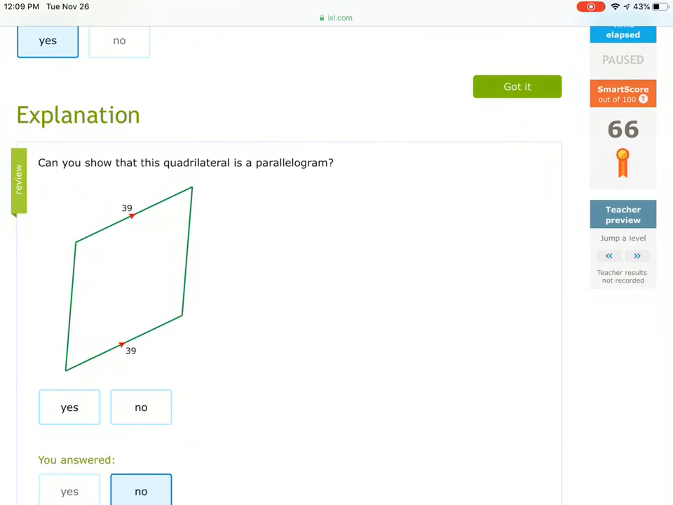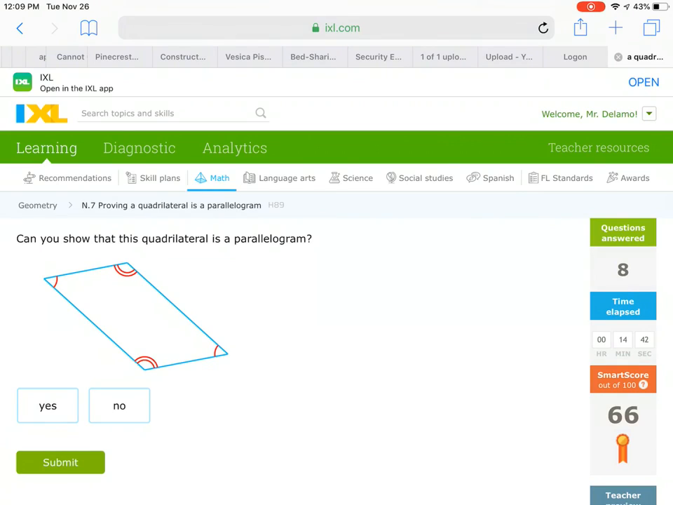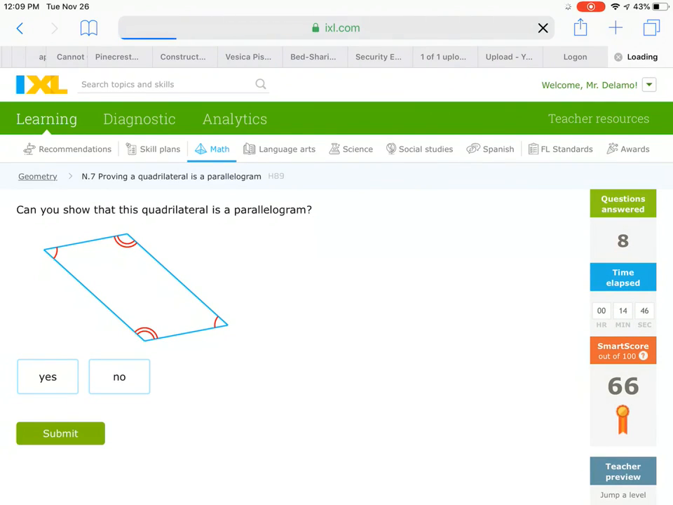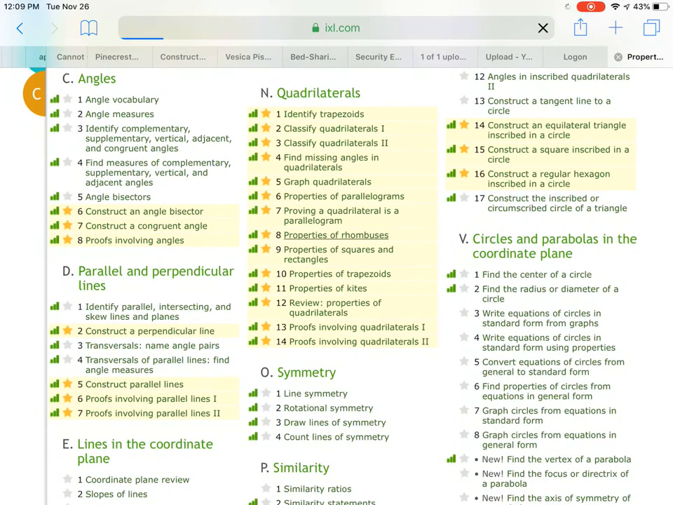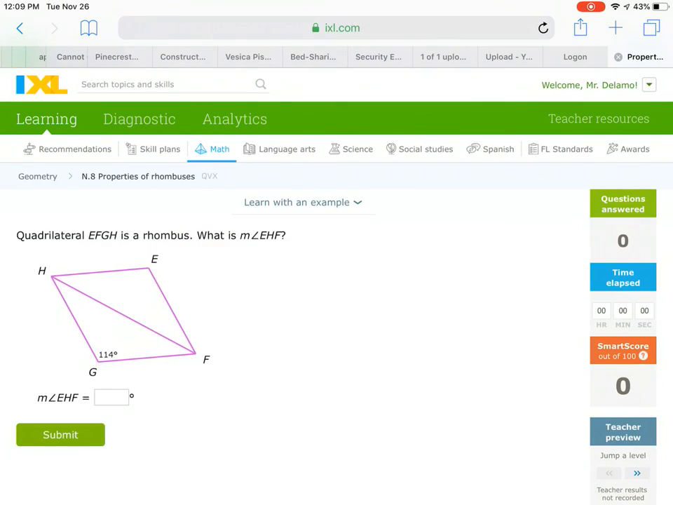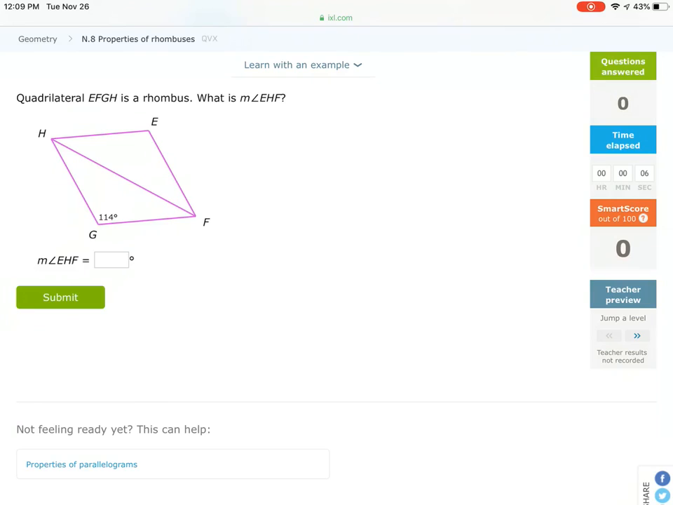Delete screenshot. Okay, this definitely is because opposite angles are congruent. Okay, let's go to N8. Properties of rhombuses.